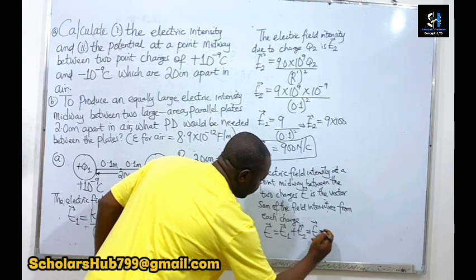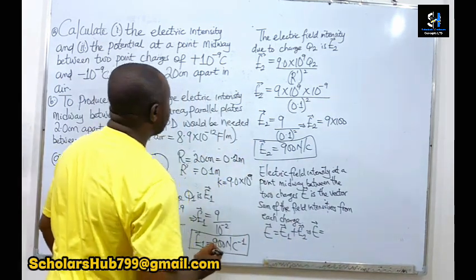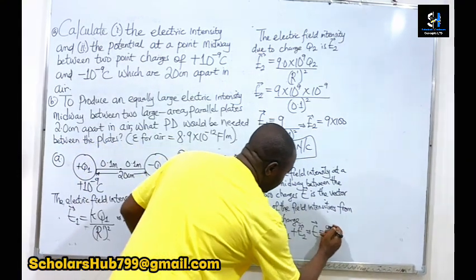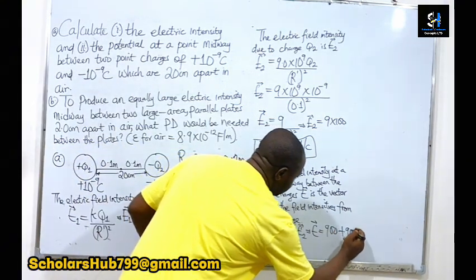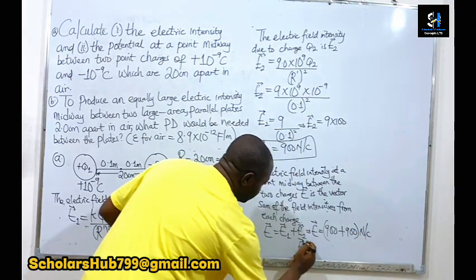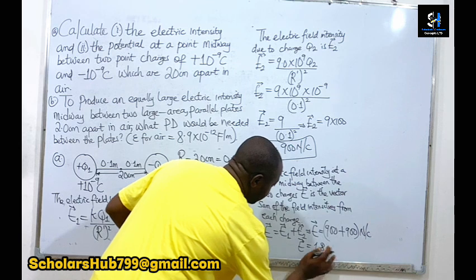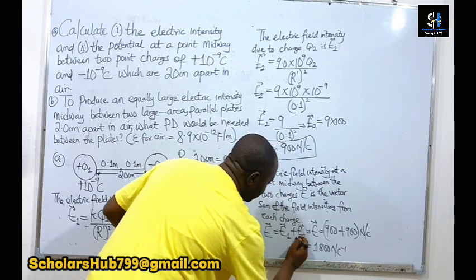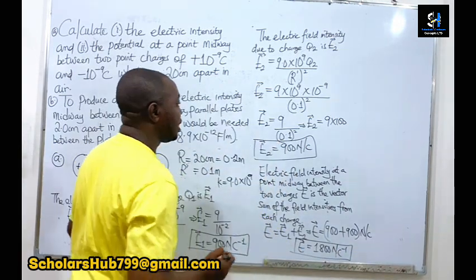So the electric field intensity at a point midway between the 2 point charges will be 900 plus 900. The unit is Newton per coulomb. So this will be 1,800 Newton per coulomb. That's it.